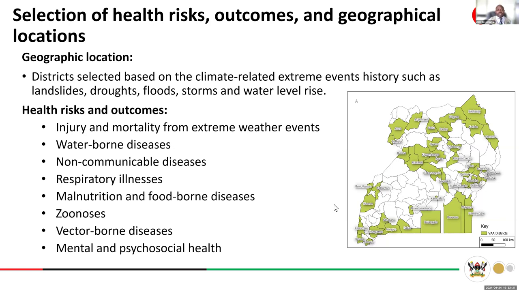And then we had lots of waterborne diseases, non-communicable diseases, respiratory ill health, and malnutrition, and foodborne diseases, zoonosis. As you know, we are close to lots of national parks, and we have this high risk of spillovers of zoonotic viral or viral hemorrhagics and others. And of course, the vector-borne diseases, malaria, dengue, filariasis, and others, and then mental health and psychosocial health. So we try to distribute these across the country to inform the selection of the districts. So both the climate-related hazards, and the health outcomes that I just explained here.